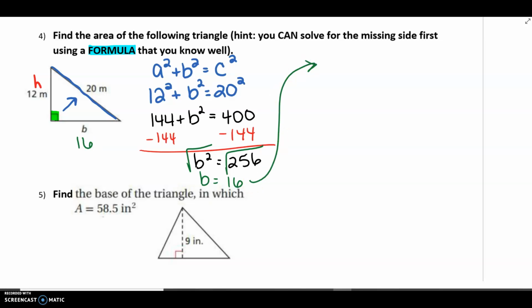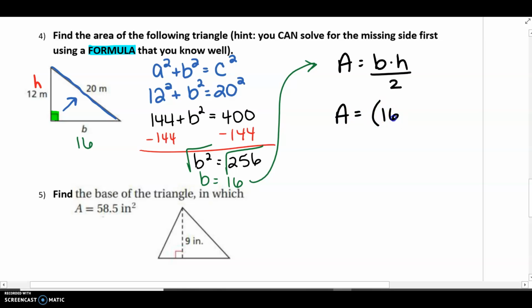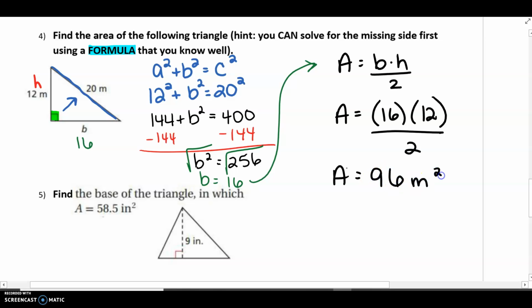Now I can find the area finally. Area is base times height divided by 2. My base is 16, my height is 12. 16 times 12 is going to give me 192. Divide that by 2, and I find that my area is 96 meters squared.